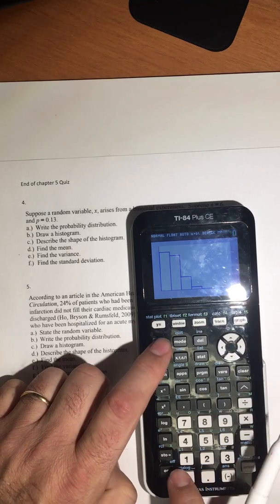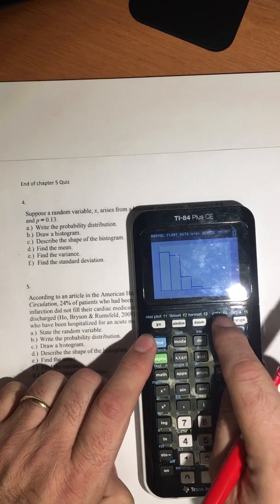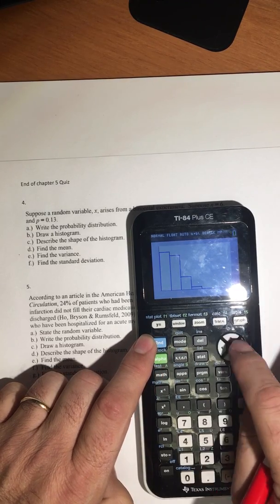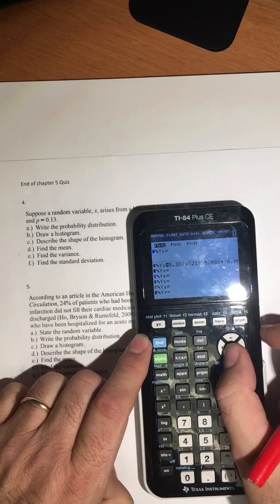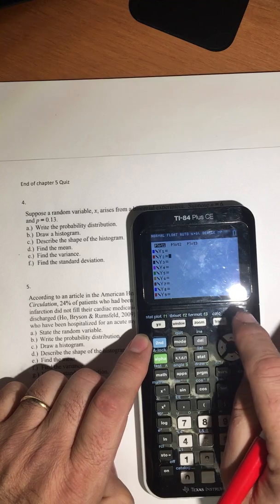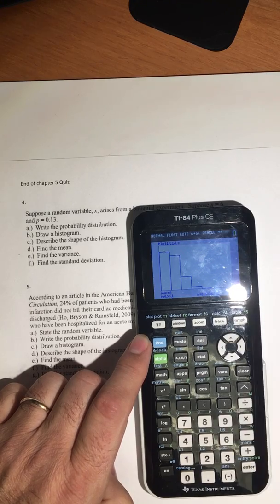My calculator appears to be frozen. Let's try this again. Trace. Okay, something's going on with, oh, it's trying to graph all of this stuff. All right, so now I go back to trace. There we go. All right, so here's all the different heights.